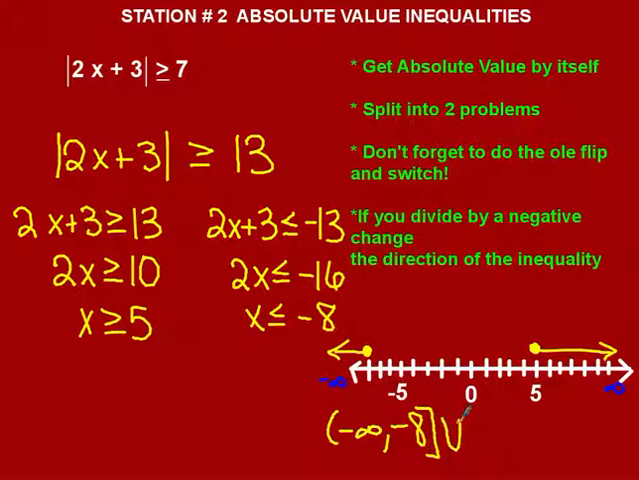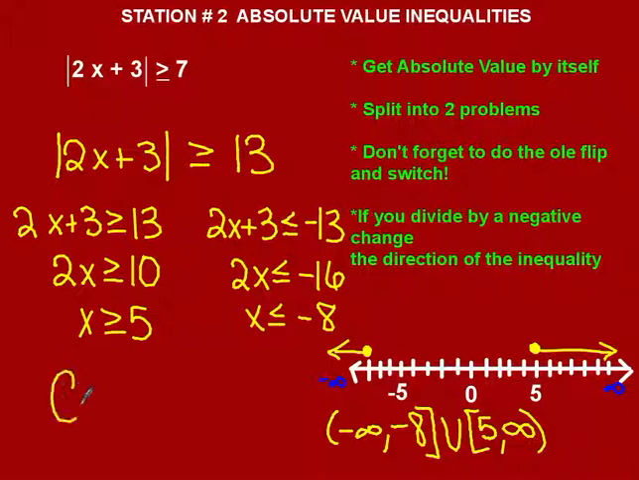Or, I'm going to use the or symbol. The rest of my solutions are from 5 to infinity. Again, I'm going to use a bracket around the 5 because 5 is included. It has the equal sign. Now, this is an or, so my solutions, my arrows on the number line are going in opposite directions.